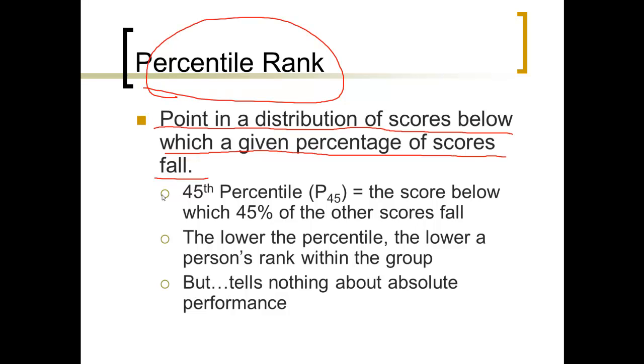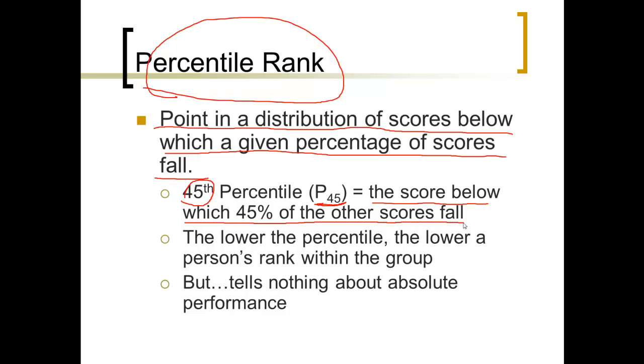Just for example, somebody is in the 45th percentile. And this is just another way to write it. Don't get upset about this. This means percentile, and we're talking about the 45th percentile. And that means it's the score below which 45% of the other scores fall.